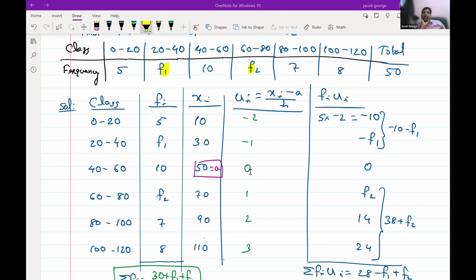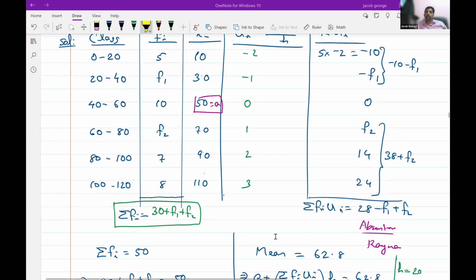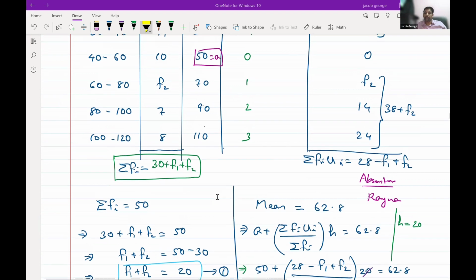Then we multiply fi into ui. Then we add them and get sigma fi ui. And then sigma fi, that also we have to add. Then you will apply it in the formula. Here, we create two equations. Number one, sigma fi is given. Total frequency is 50. So that means 30 plus f1 plus f2 is 50.